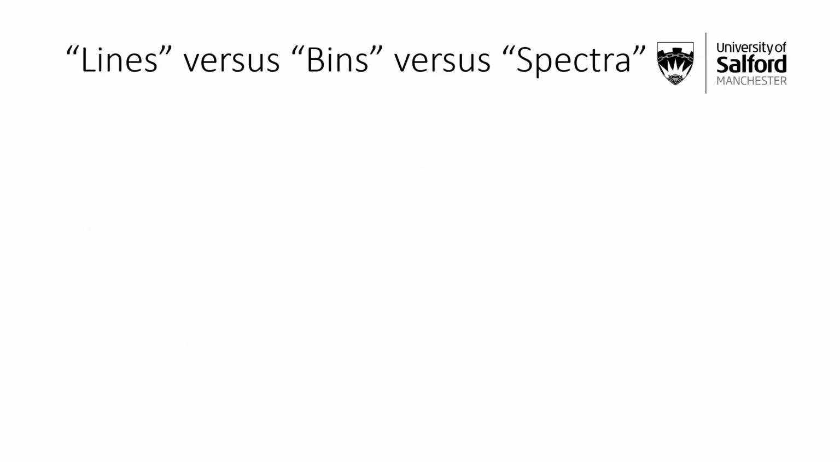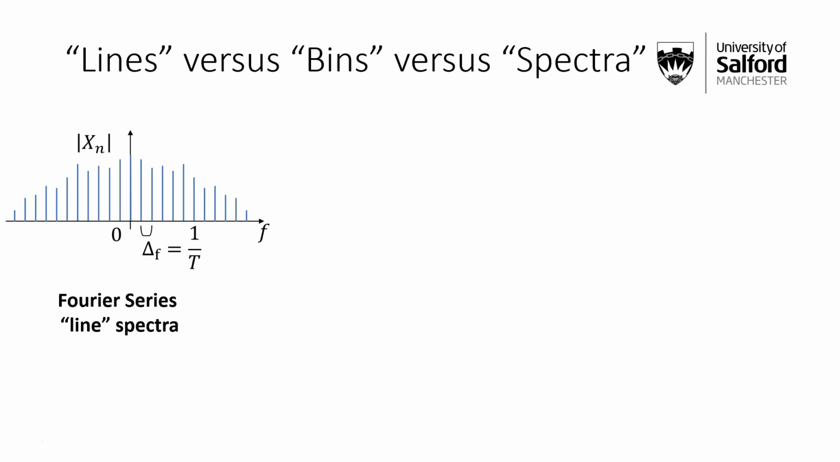Finally, I'll just mention the difference between lines, bins and spectra. These are some words you'll see being tossed about when we talk about Fourier transforms and Fourier series and FFTs, which I'm going to talk about in the next talk. So a Fourier series is what you might call a line spectrum. I've drawn it this way a couple of times here. So we only get some discrete frequencies, some discrete points on the horizontal axis where you get anything at all, and at those you just get some amplitude. So this can be drawn as a stem plot or a line plot like this.